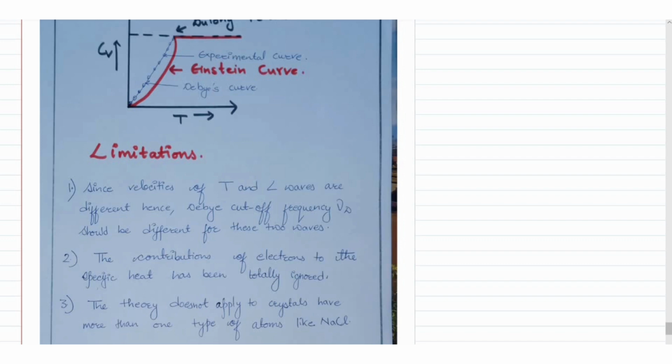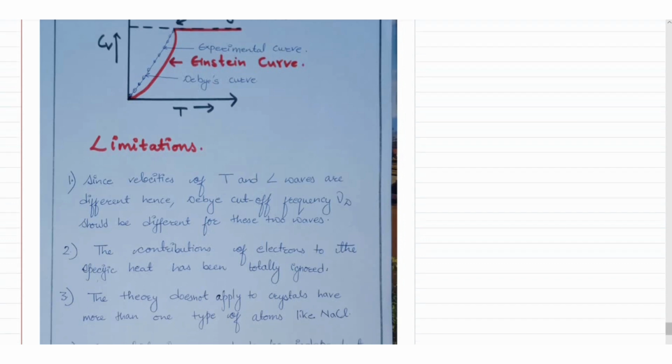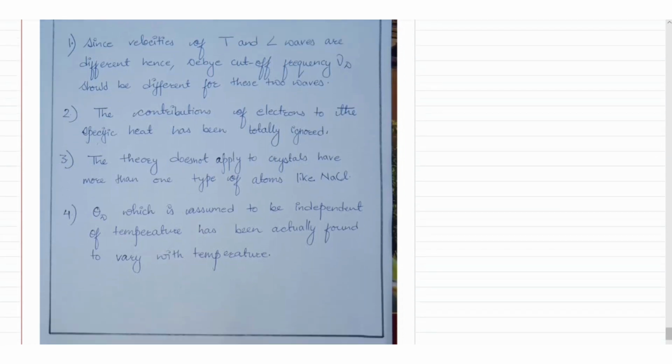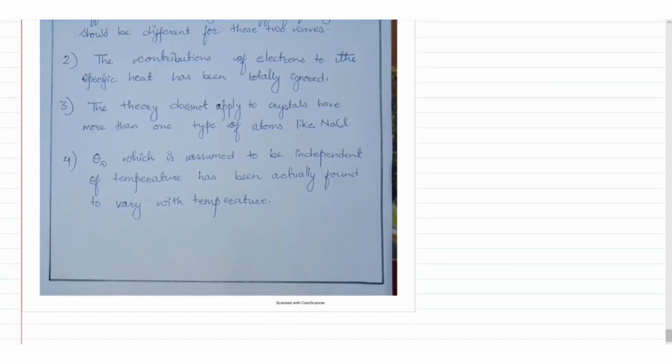So the theory applied to crystals having only one type of atom, but it doesn't apply to crystals having more than one type of atom, like NaCl. Theta_D, which is assumed to be independent of temperature, has actually been found to vary with temperature. So these are the limitations of Debye's law.